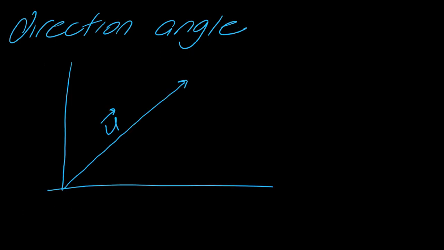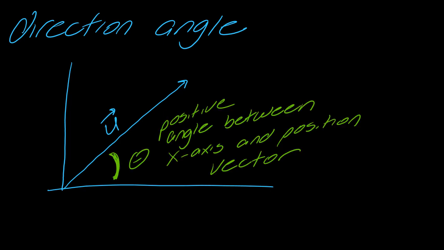All right, so let's define direction angle in this context. So I've got my vector u. This angle theta, the positive angle between the x-axis and the position vector, is our direction angle. So we start here, get a vector. This is the direction angle.